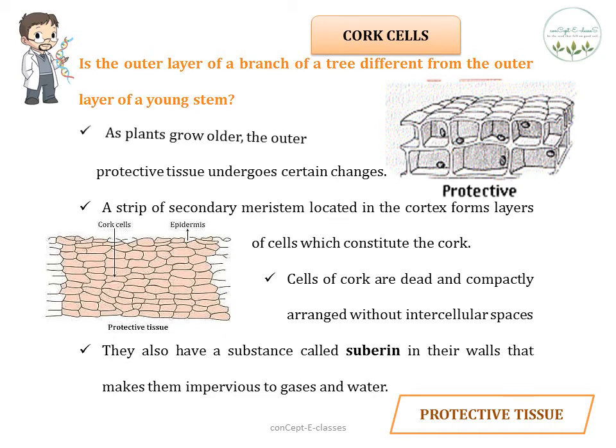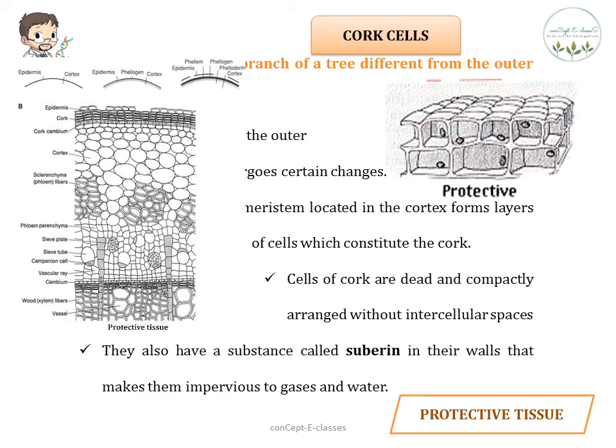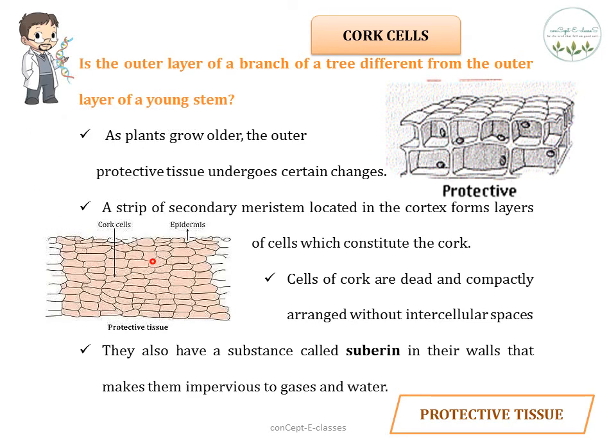As plants grow older, the outer protective tissue undergoes certain changes. A strip of secondary meristem located in the cortex forms layers of cells which constitute the cork. So this is a protective tissue, and the strip of cells located in the cortex forms layers of cells like this, see, and these are called cork cells. The cells of this cork are dead and compactly arranged without any intercellular spaces. So what are the characteristics of the cells present in cork tissue? The cells are dead and very closely arranged, so there are no intercellular spaces between them.